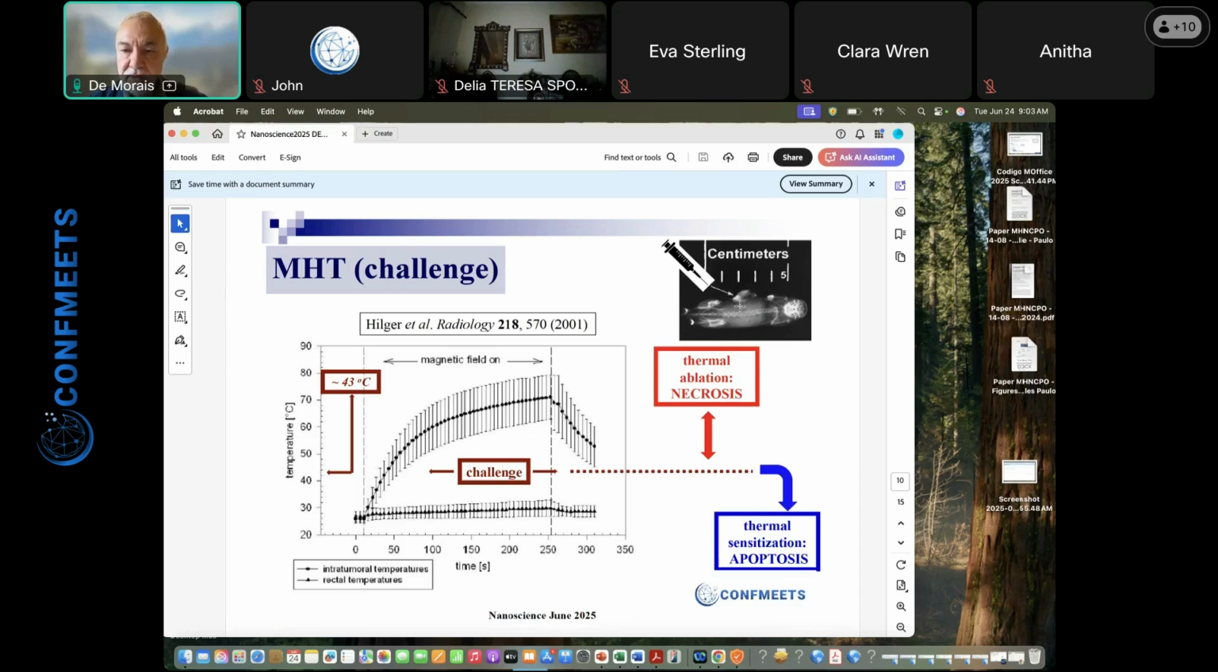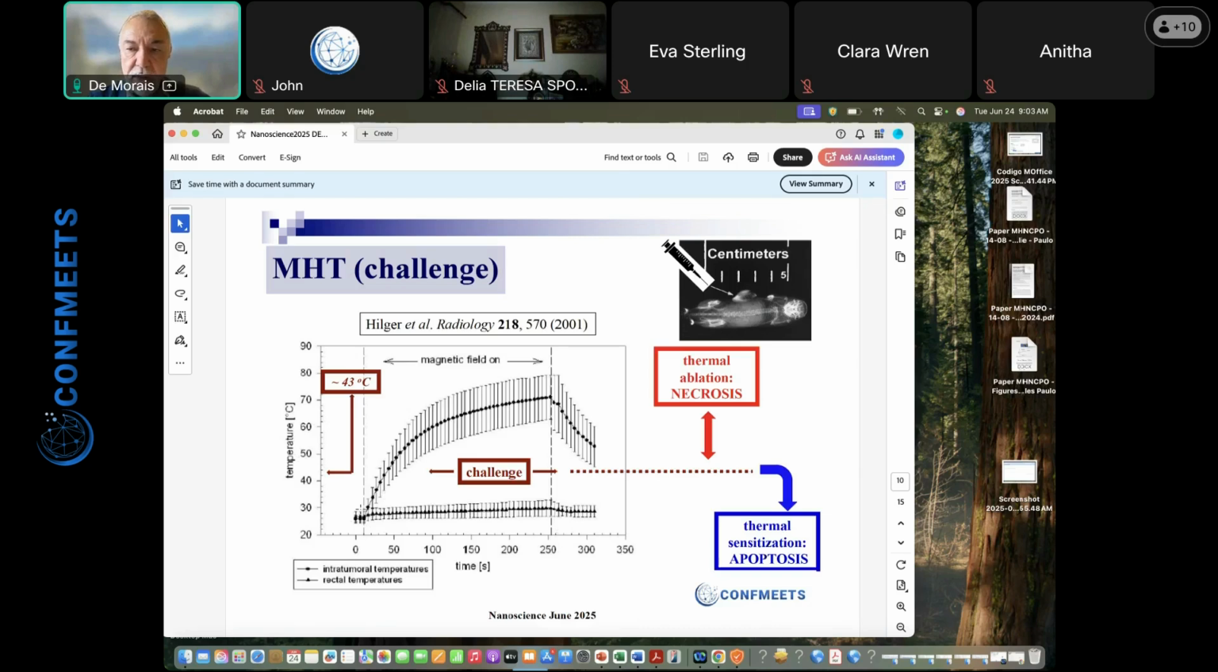So they injected dextran-coated magnetite nanoparticles in the tumor, and they applied an external AC field for between 5 and 6 minutes. And then they implanted thermocouples, not only in the tumor, but also a reference one in the rectum of the animal. And then you can see the temperature rising as a function of time in the main plot in this figure. And you can see that the reference temperature stays below 30 degrees centigrade.